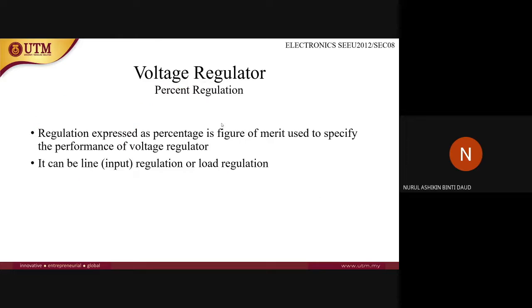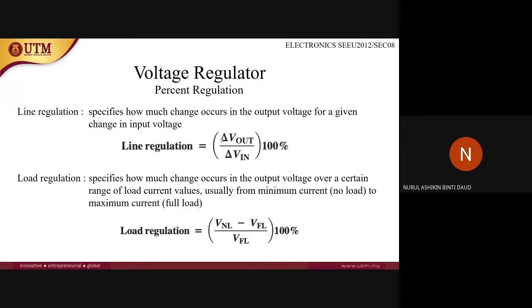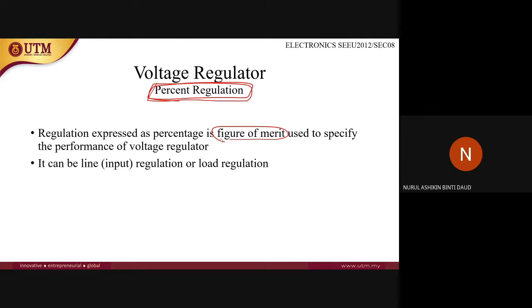Okay, so for a voltage regulator, we will see how to calculate the percent regulation. Regulation expressed as a percentage is a figure of merit. So what is a figure of merit? A figure of merit is usually used to express something formally, for example, figure of merit for loss.